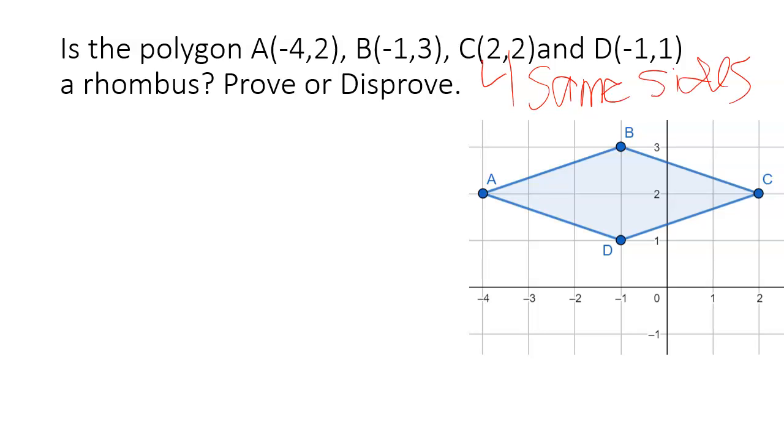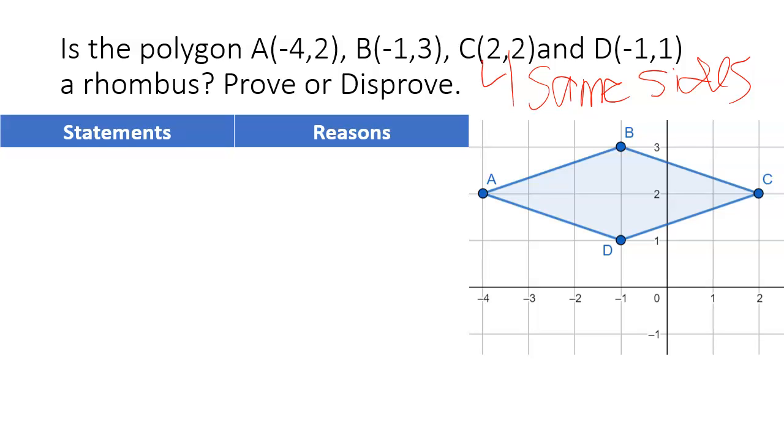Okay. So I'm going to start off with my statements and reasons. Same thing that I started off with on my last proof is I want to go ahead and find my slope. So from A to B, it's 1/3. From D to C, it's also 1/3. From A to D, it's negative 1/3. And from B to C, it's negative 1/3 as well.